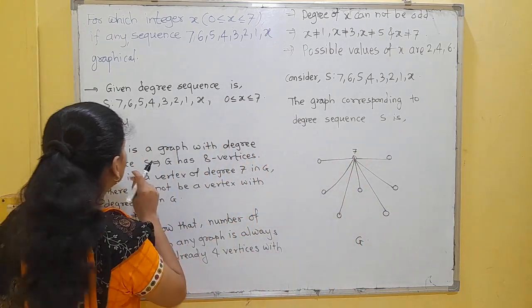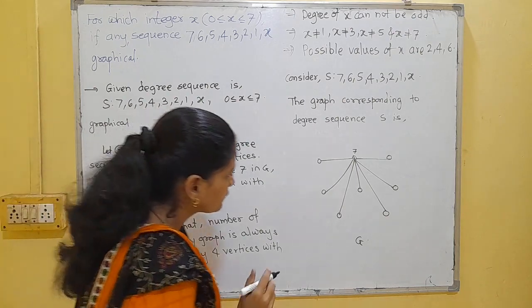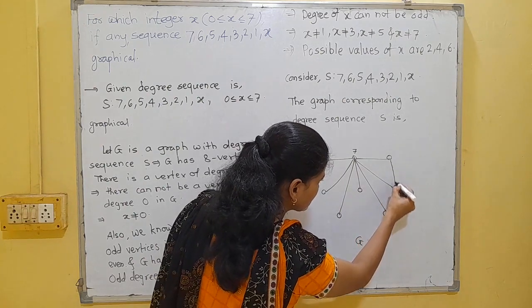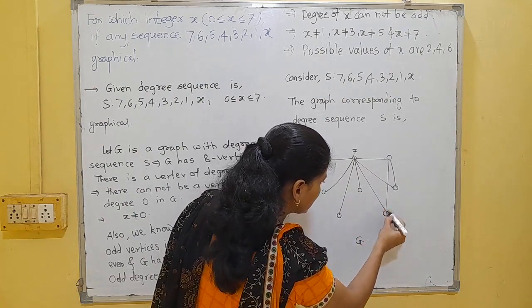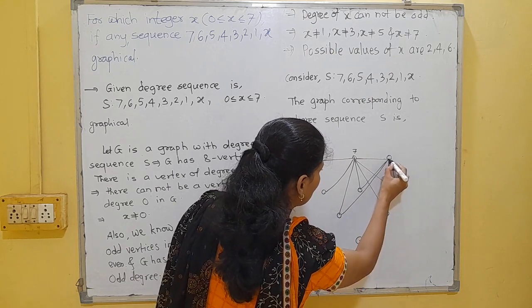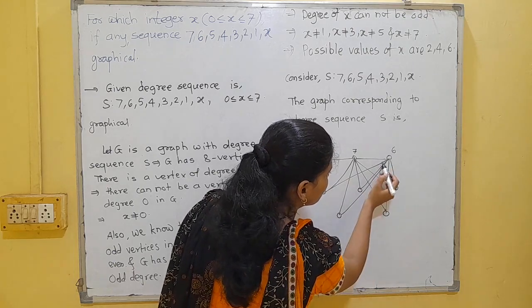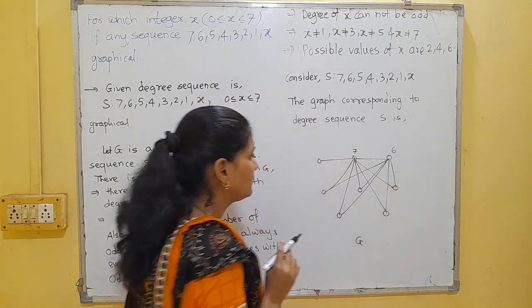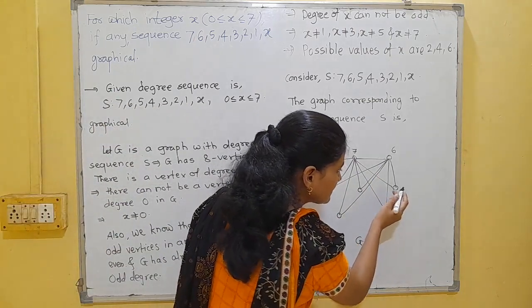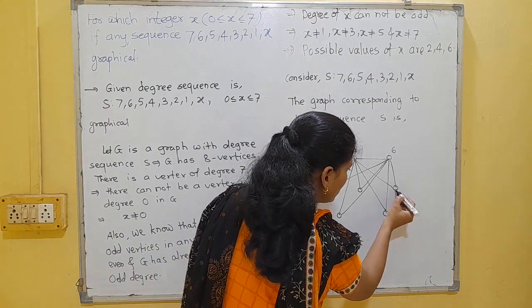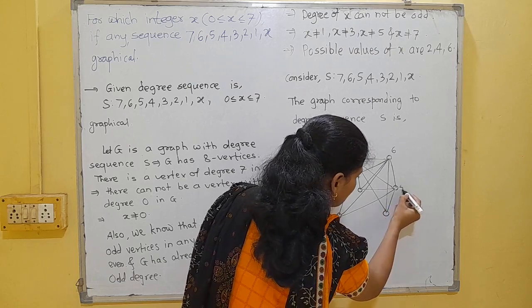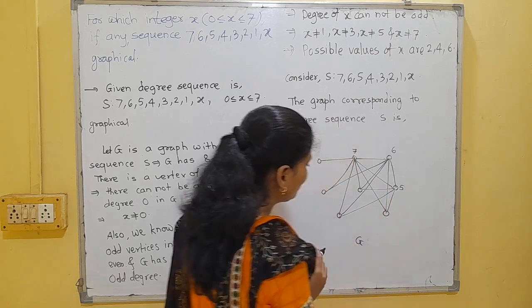Now I want a vertex with degree 6. So this is a vertex with degree 6: 1, 2, 3, 4, 5, 6. Now we want a vertex with degree 5. So let's make this vertex with degree 5: 1, 2, 3, 4 and 5.